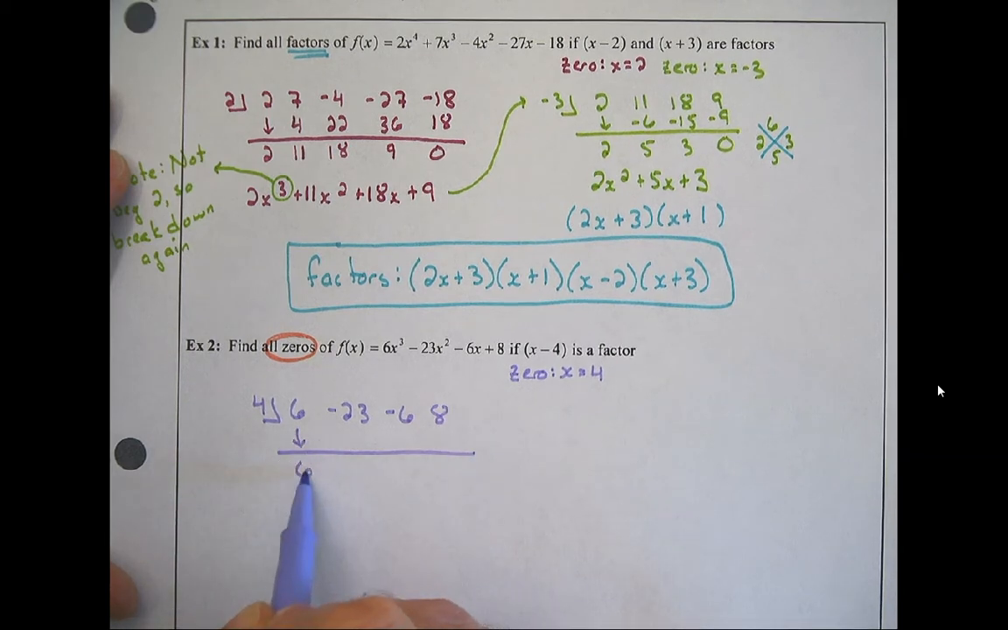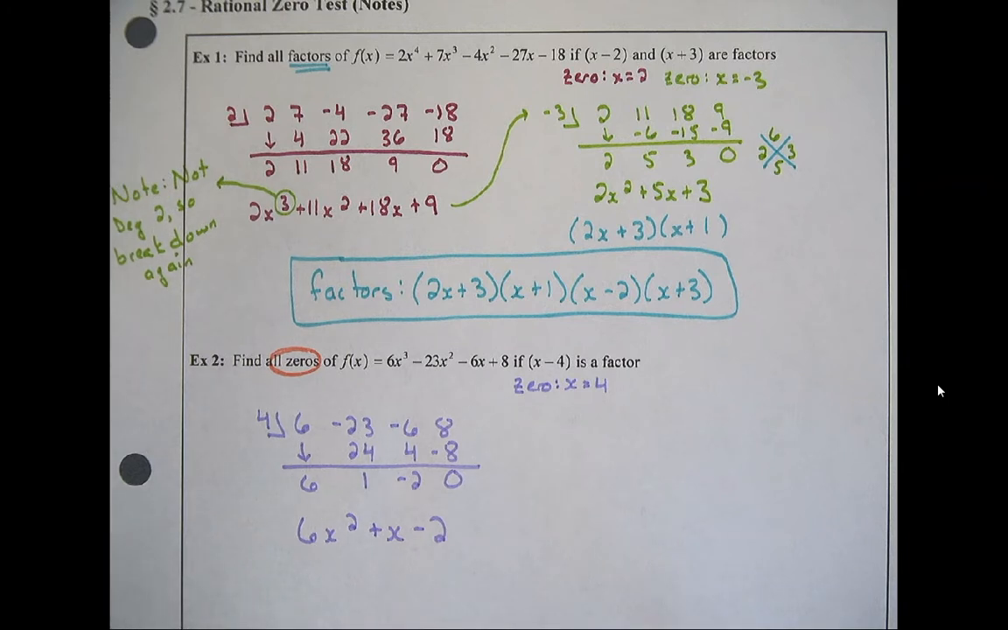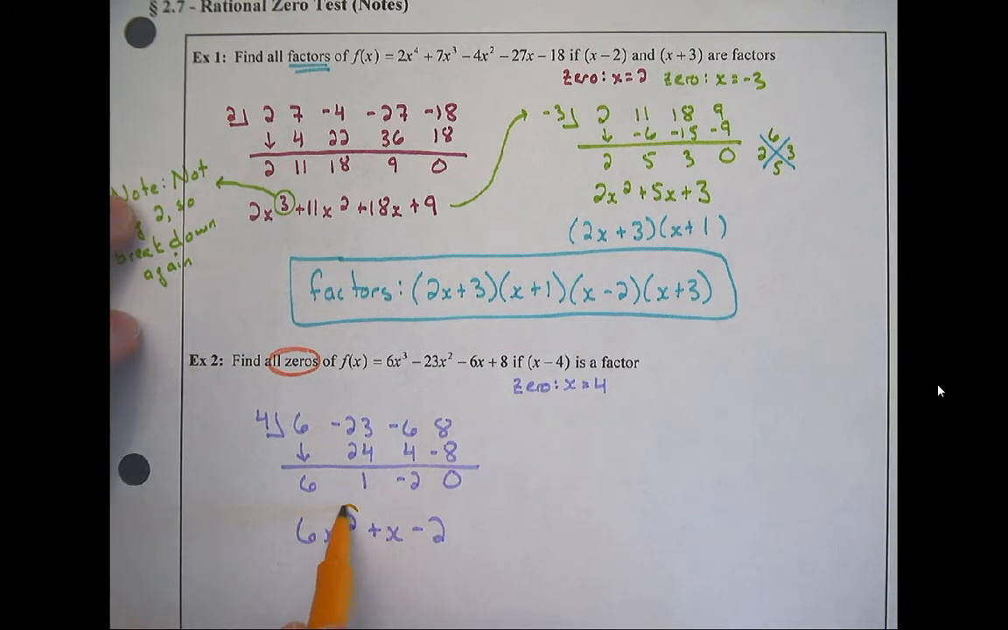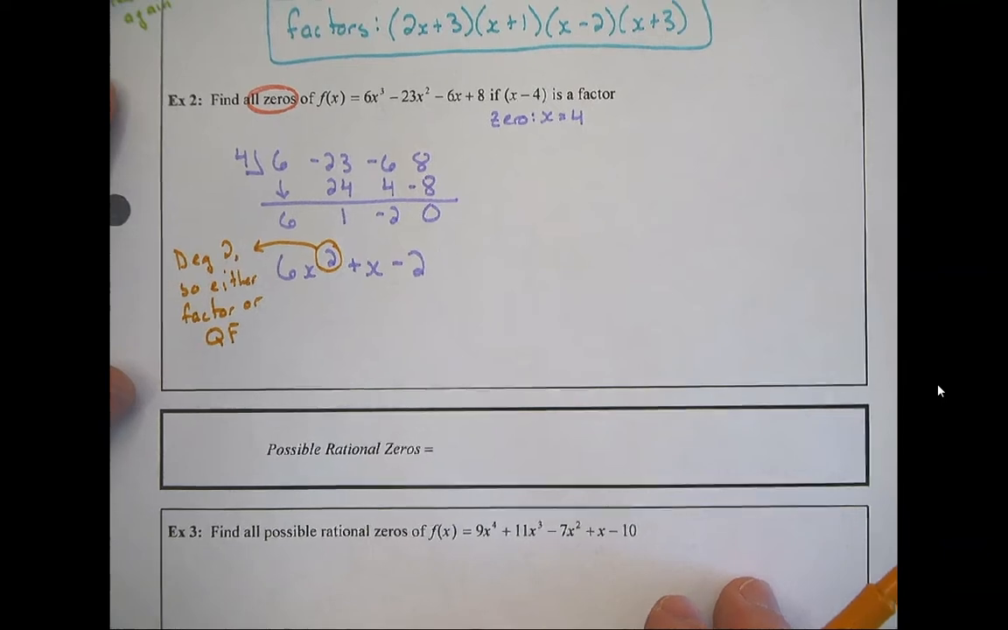The 6 drops. That's 24. Add it up. That's 1. That's 4. That's -2. That's -8. That's 0. So then this becomes 6x squared plus x subtract 2. So now, because we got a degree 2, so either factor or quadratic formula. So here's hoping we don't have to do the quadratic.